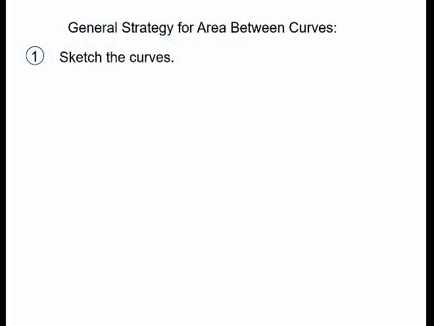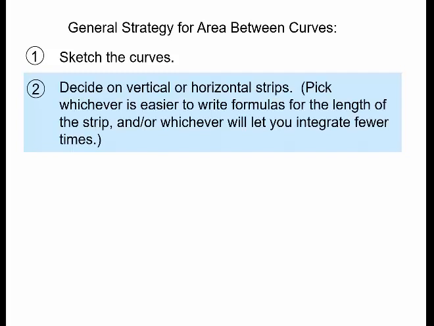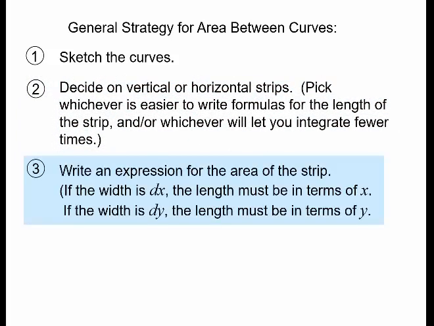All right, let's just talk about some general strategy for areas between curves. First thing you're going to do is sketch the curves, like I've been doing in all these examples. Second thing you want to do is decide if you want the vertical or horizontal strips. Obviously, pick whichever one is easier to write formulas for the length of the strip, or whichever one lets you integrate fewer times. The third thing, you're going to write an expression for the area of the strips. If the width is dx, the length must be in terms of x. If the width is dy, the length must be in terms of y, obviously.